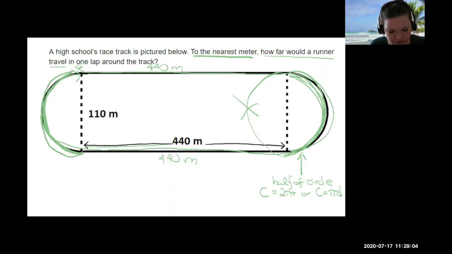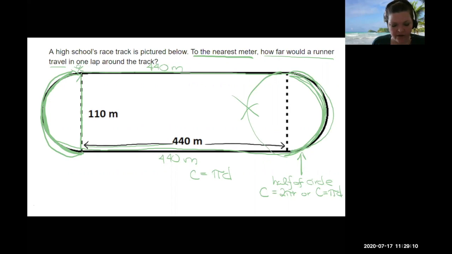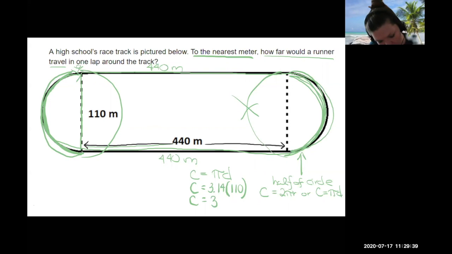Manal, why'd you choose to use the pi d? Because we already have the diameter. Because we know the diameter. This line, 110, goes all the way across a circle. That line 110 is the diameter of a circle. So the circumference is going to be 3.14 times that 110. Let's see, 345.4.